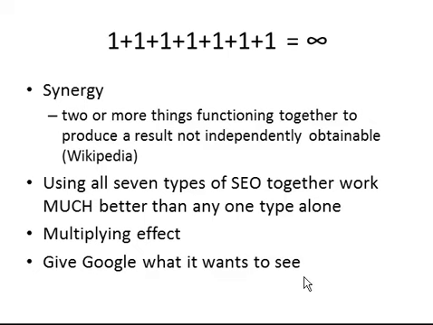By using the different types of SEO together, your SEO efforts will look more natural to Google. Each of the types of SEO will add to the multiplying effect that you get from using more than one type of SEO at a time. In essence, you're giving Google what it wants to see in a way that it can see easily and which will please its users.